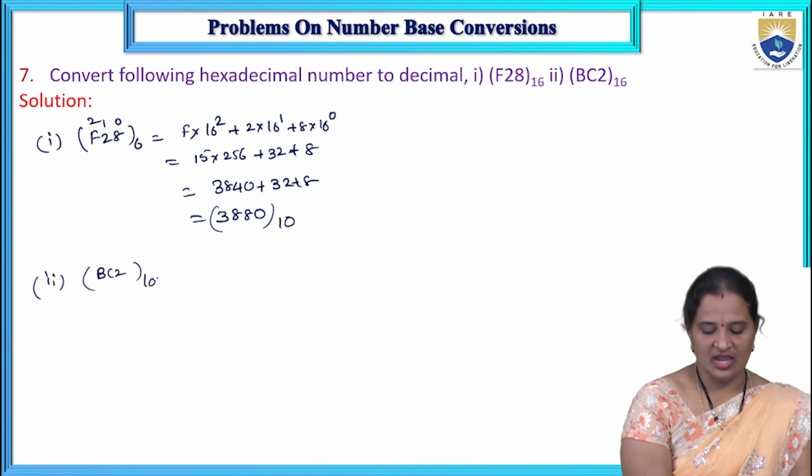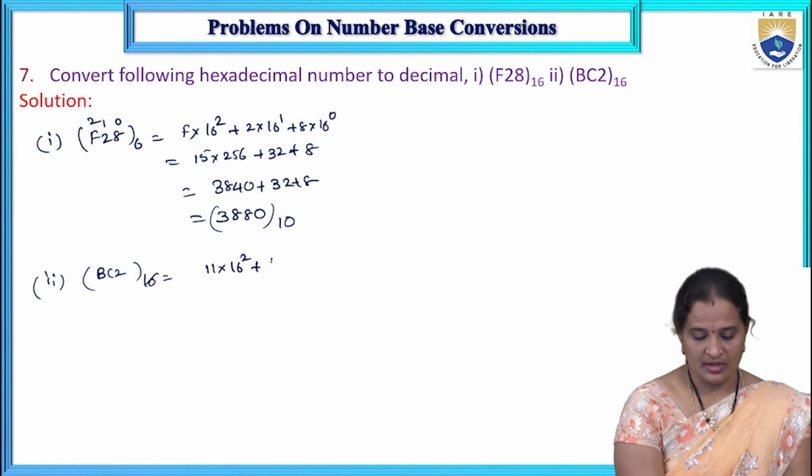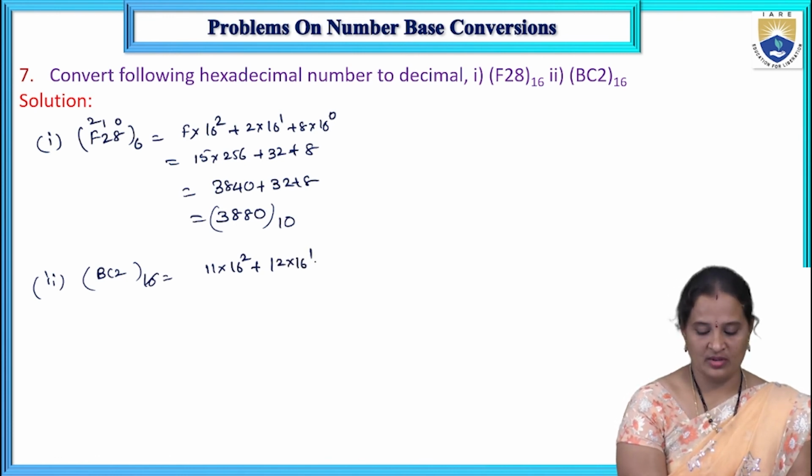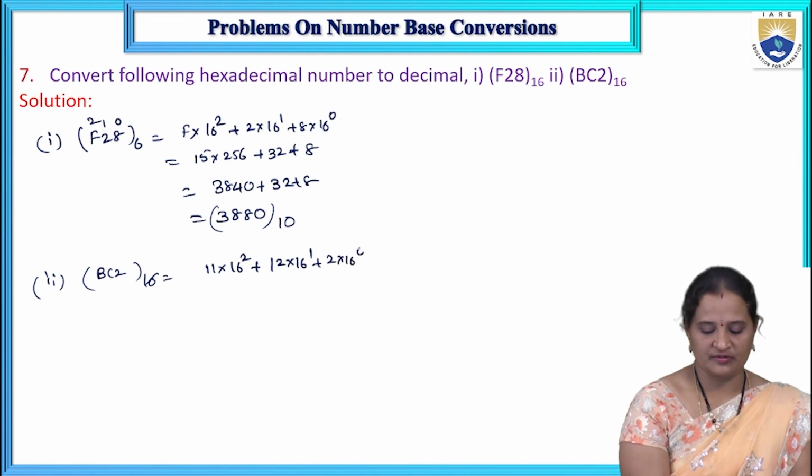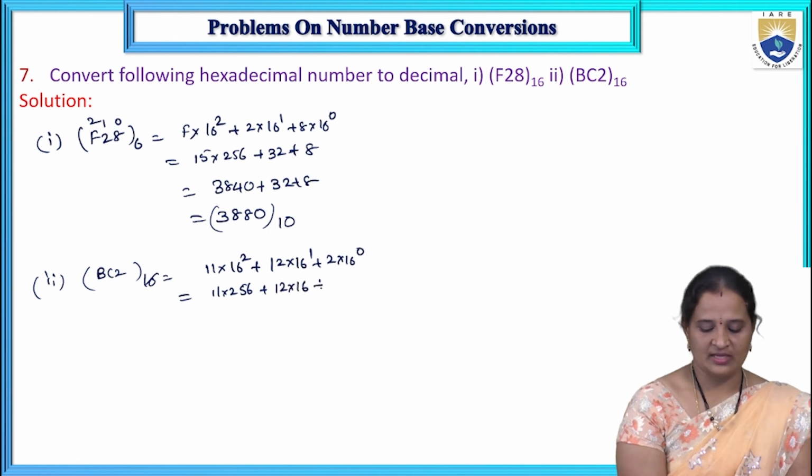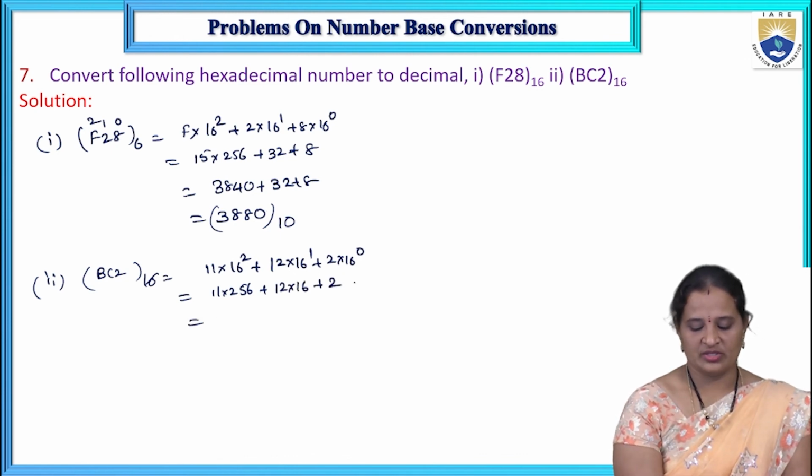BC2 base 16, I want to convert it into decimal. So B is 11 into 16 to the power of 2 plus C is 12 into 16 to the power of 1 plus 2 into 16 to the power of 0. So 11 into 256 plus 12 into 16 plus 2. So how much will I get?